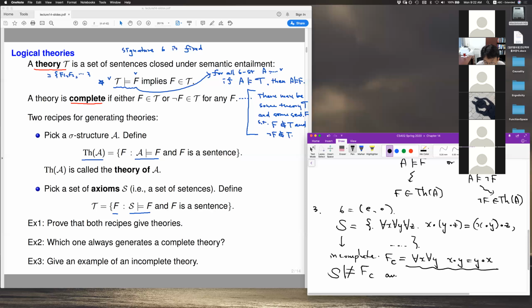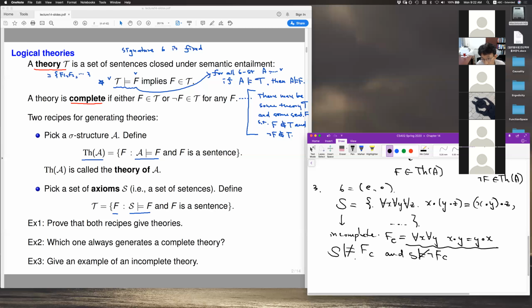and S also doesn't imply the negation of F_C. Intuitively, that's because there are groups whose operation is commutative and there are also groups whose operation is not commutative. So neither is implied. If you again don't understand this example, it doesn't really matter. What I'm pointing out is that if we follow the second recipe, typically we end up with an incomplete theory. But there are some cases where we get a complete theory.